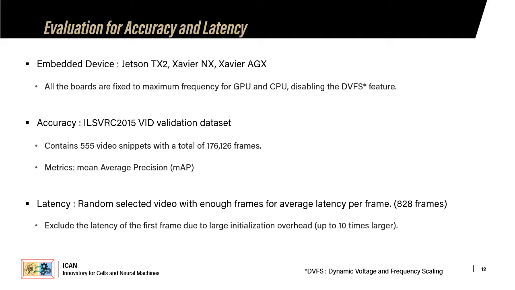The latency was measured on a randomly selected video with enough frames for average latency per frame, which had 828 frames. The latency on the first frame was excluded due to the large initialization overhead being included.